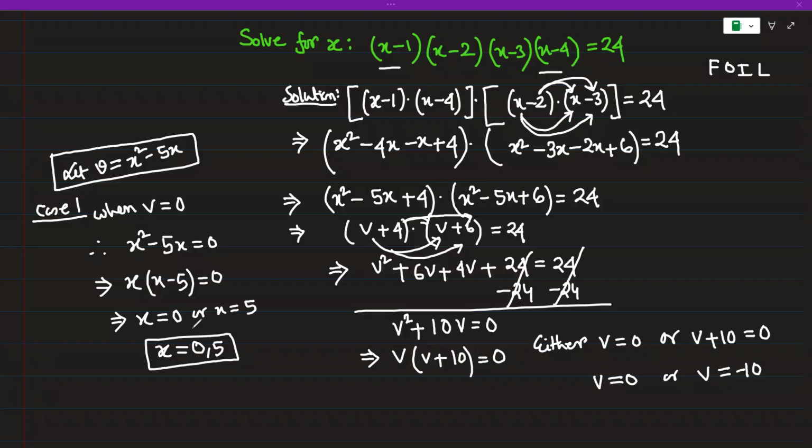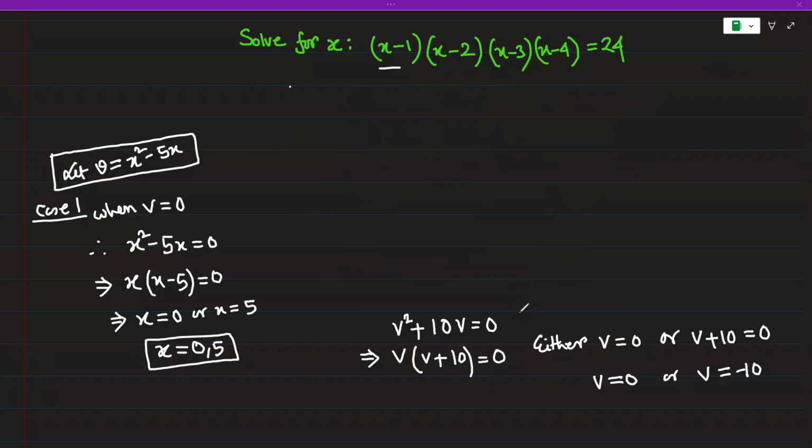Next we use case 2, when v equals minus 10. That means x squared minus 5x equals minus 10. If you rearrange all the terms to the left side, we get x squared minus 5x plus 10 equals 0.